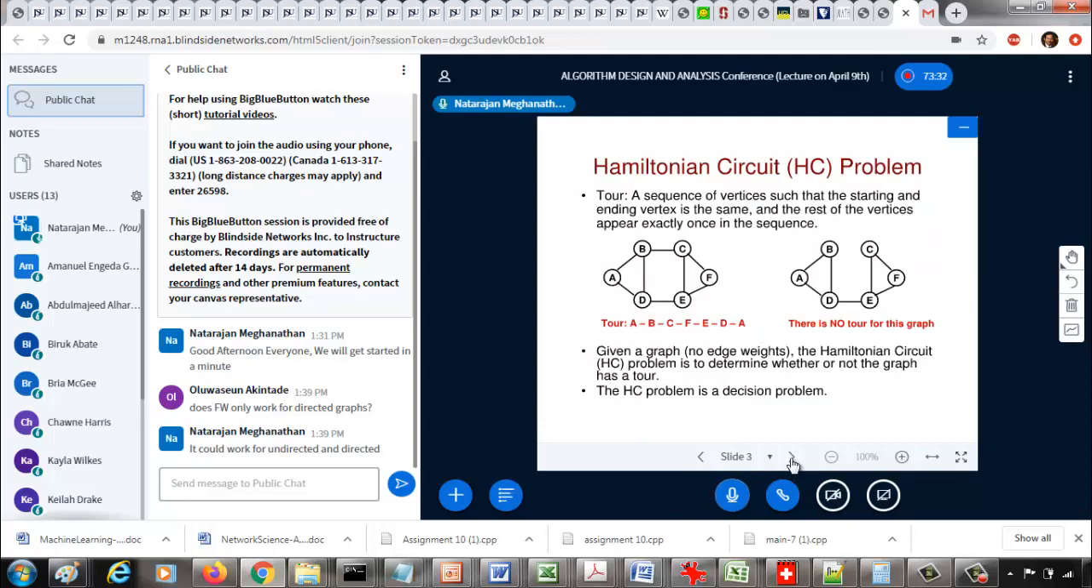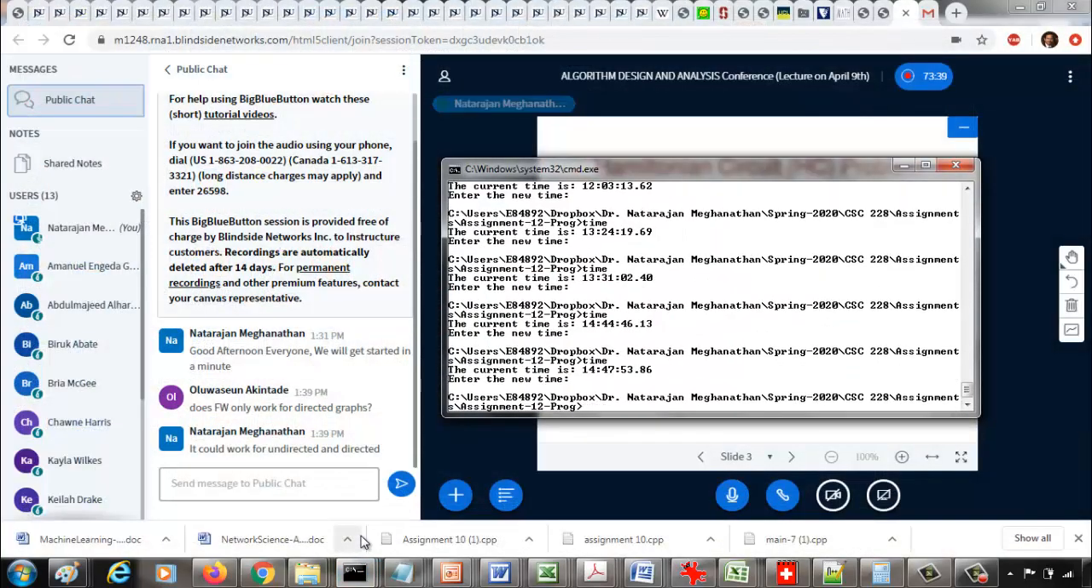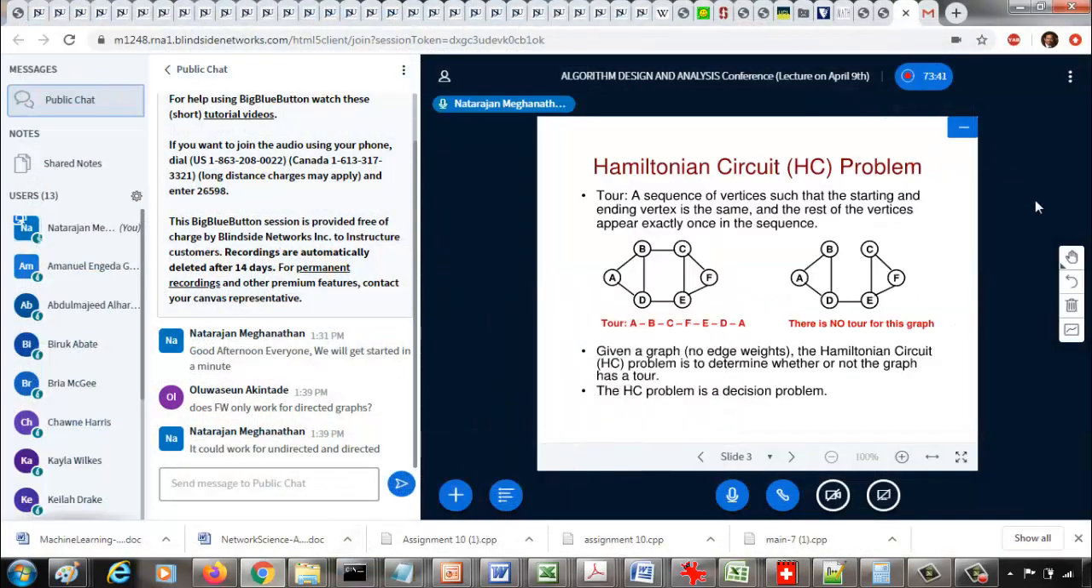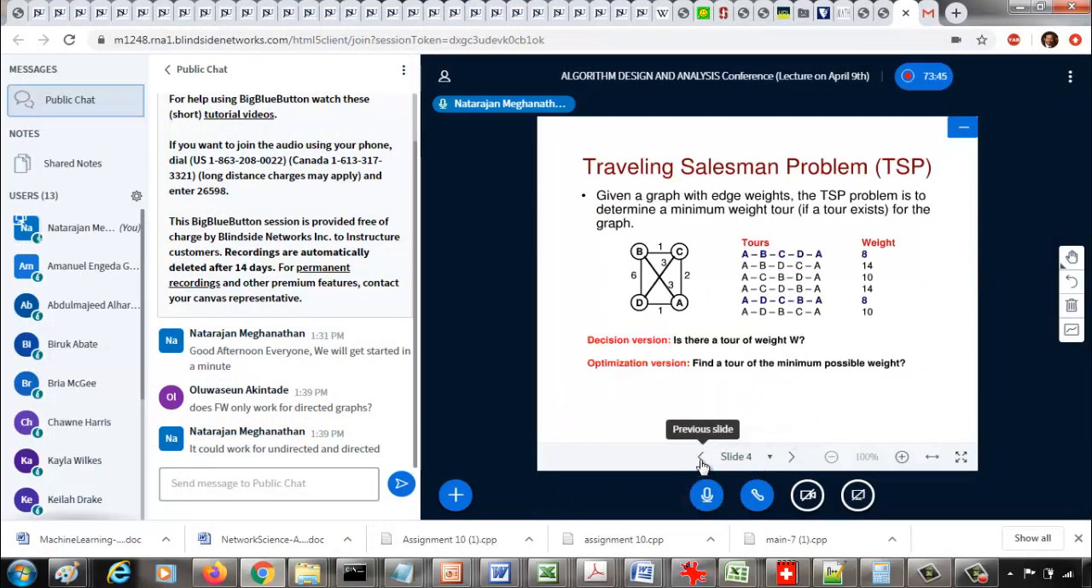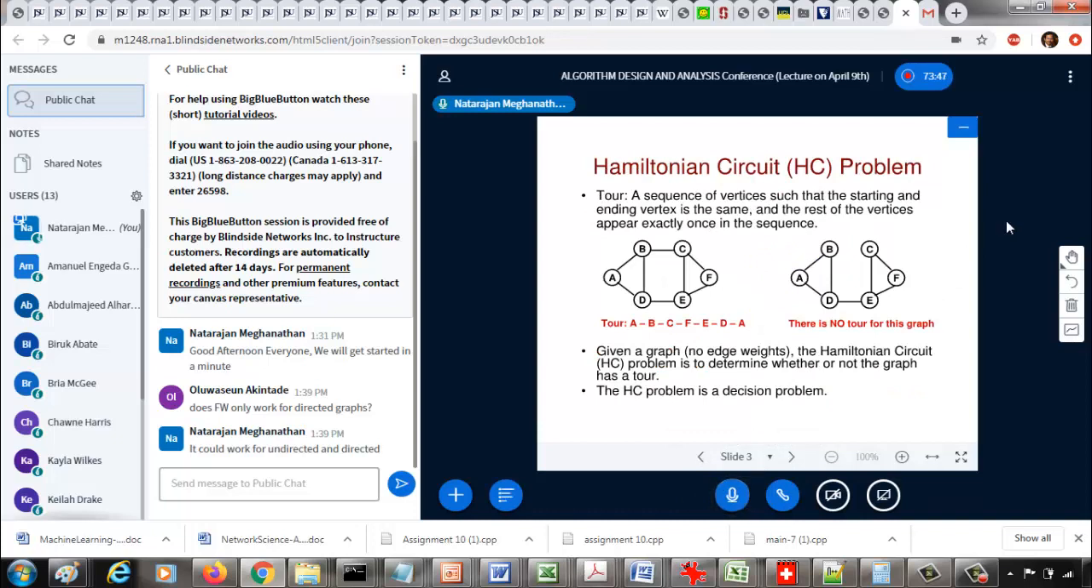Okay, so such problems are called decision problems. Now we are going to see some more problems in this module called the Hamiltonian circuit problem and the traveling salesman problem. We'll focus on these in greater detail in the next class, but let me just introduce the two problems.